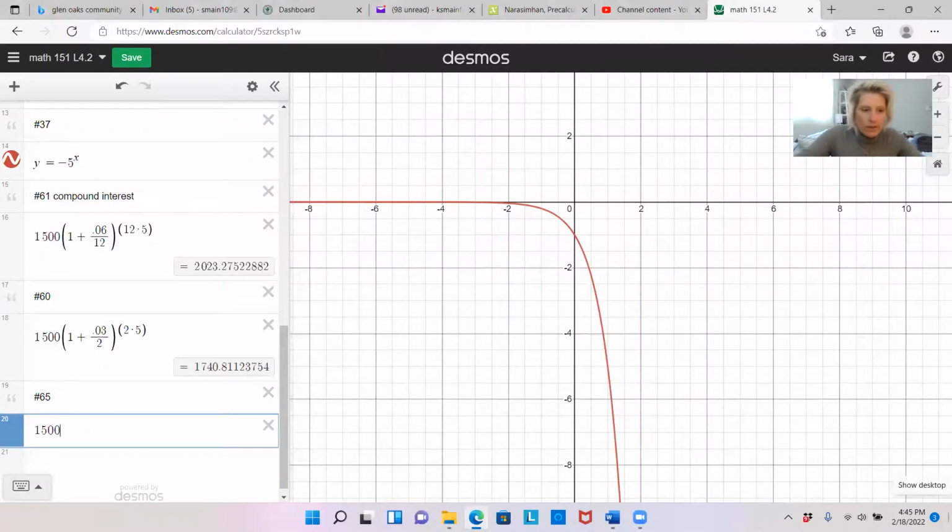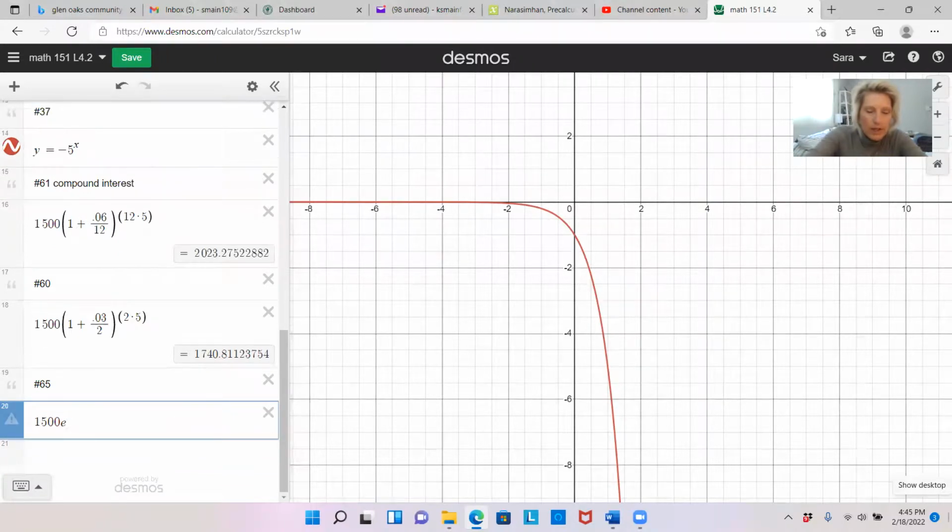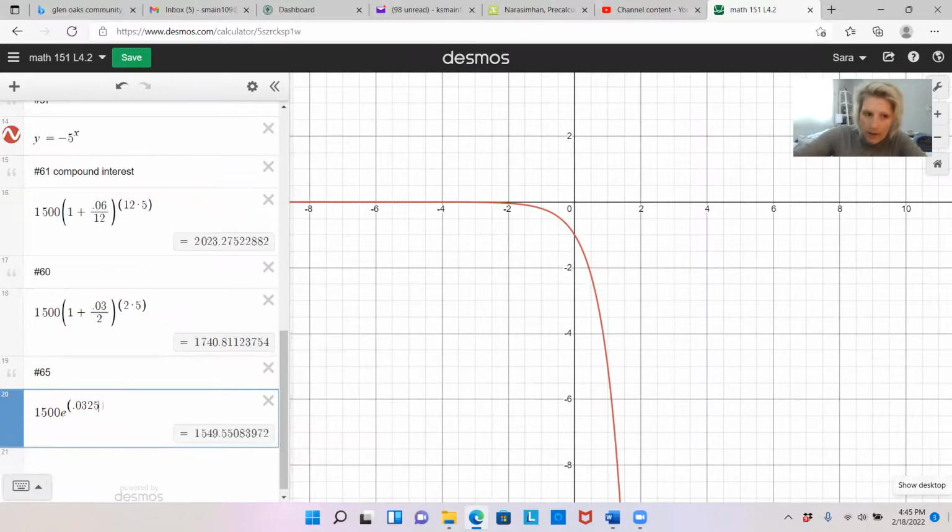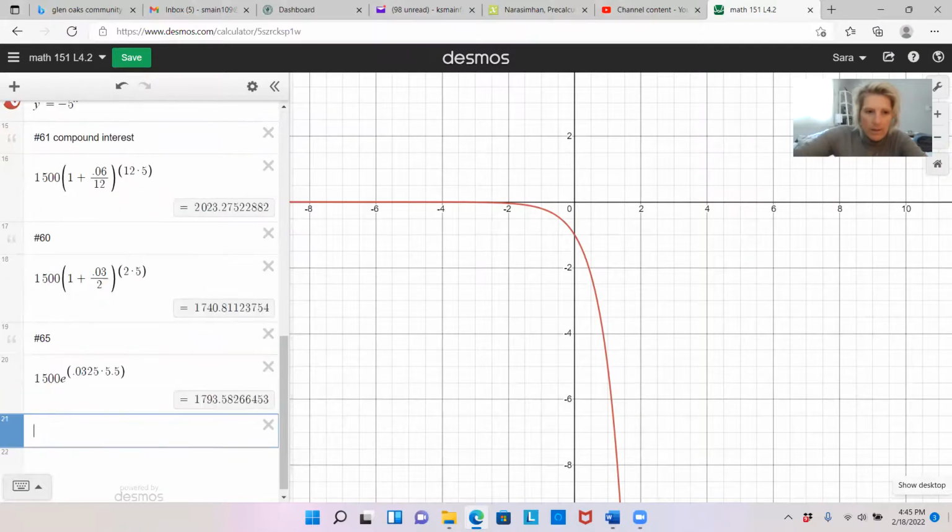We're going to have 1,500 e. Here's a little e. We have to raise that to the exponent, and I'm going to put that in parentheses so it multiplies them together: 0.0325 times 5.5. And that comes out to be $1,793.58.